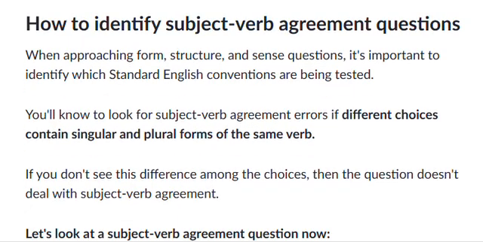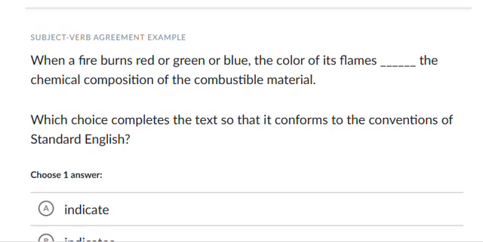How do we identify subject-verb agreement questions when they come up? In test questions, they'll ask you to identify standard English conventions, and they won't tell you that this question is particularly for subject-verb agreement or other grammar. So you need to look at whether the subject and verb are agreeing or not. So just look into the subject and verb.